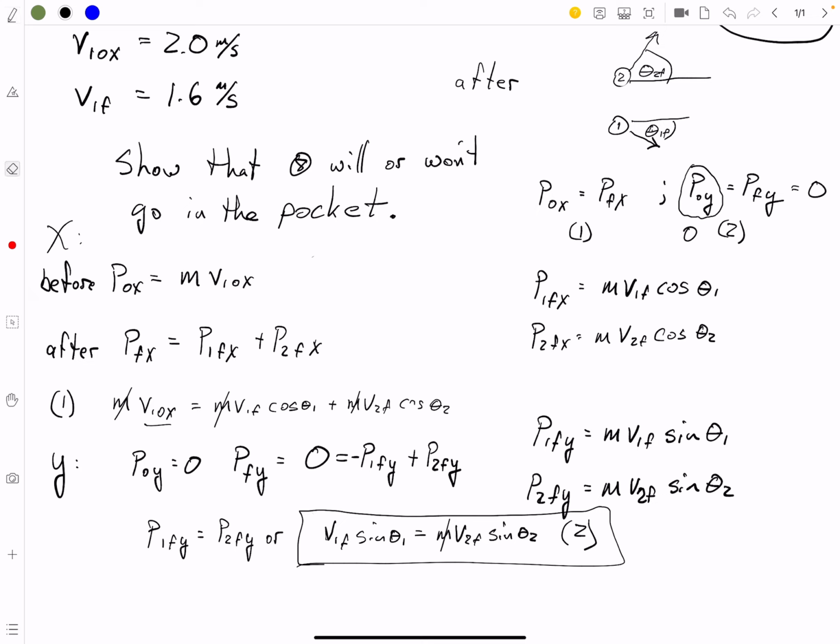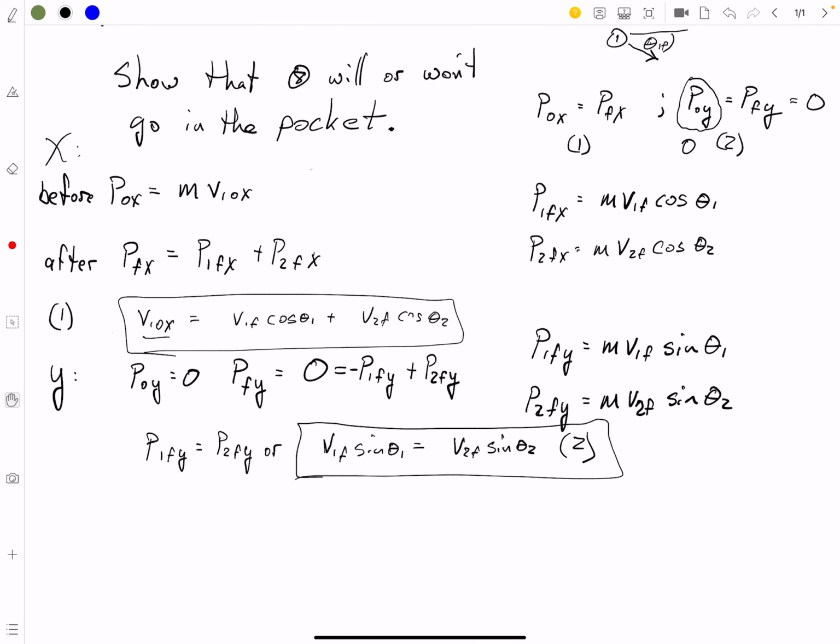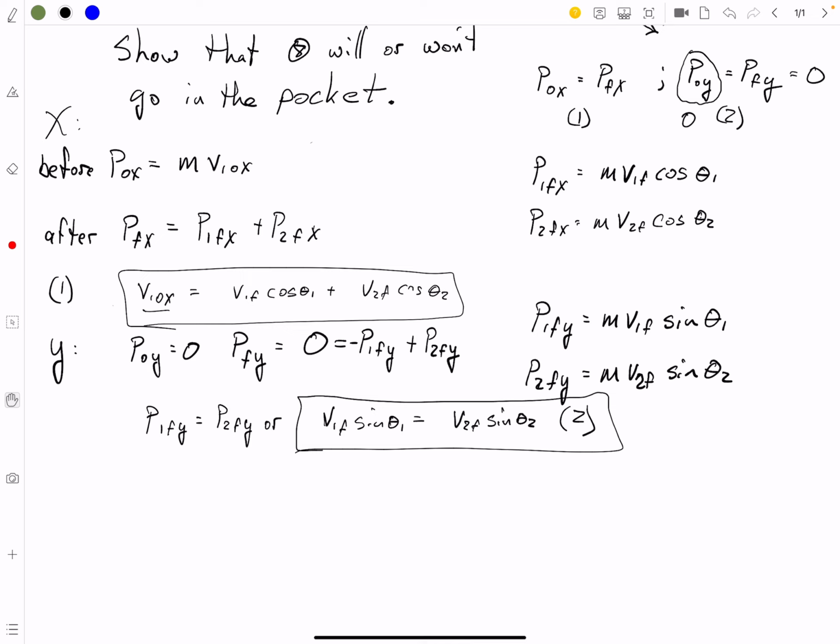I'm going to get rid of these guys just to make it look a little bit nicer. Lovely. Let's do that here too. I like it. Nice. So we've got one equation and we've got a second equation. Keep in mind what we're looking for. What are we looking for? We're looking for theta 2 final. Okay, right up there. You can see it in top right, theta 2 final. Okay, so theta 2, that's what we want.